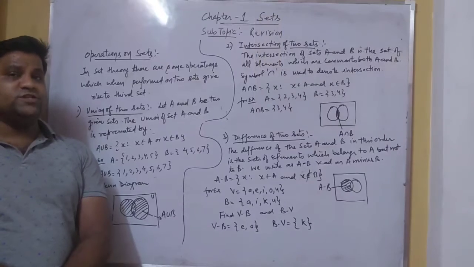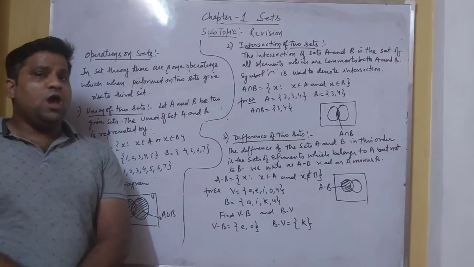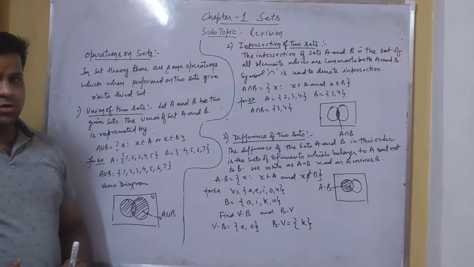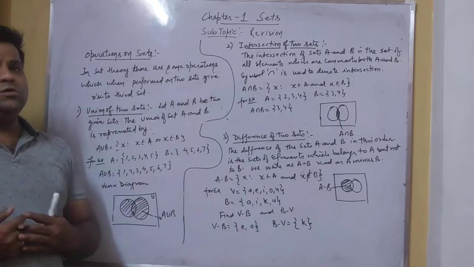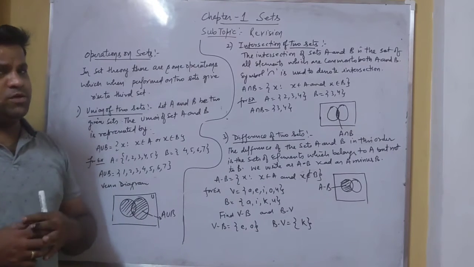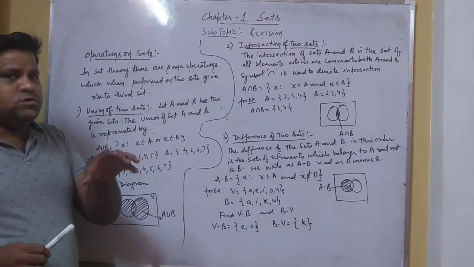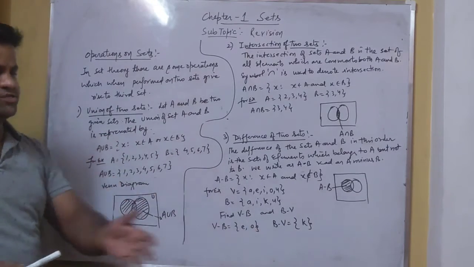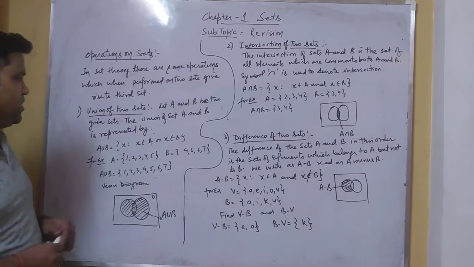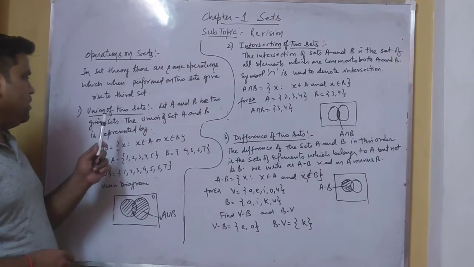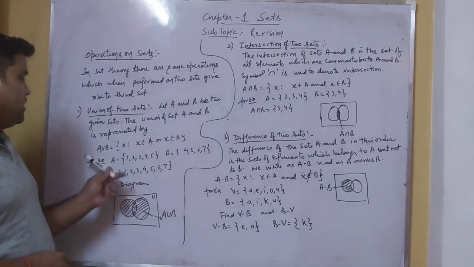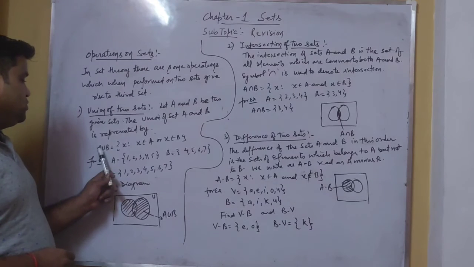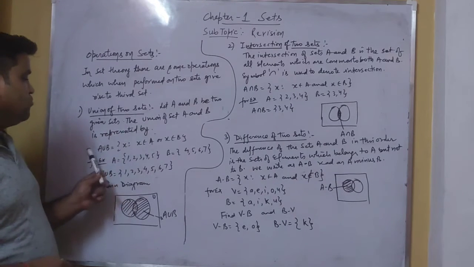Now let us come to another topic, which is operations on sets. As we do addition, subtraction, multiplication and division on a pair of numbers to find another number, similarly here we perform some operations on two sets to get a third set. First is the union of two sets. A and B are two sets, and the union of sets A and B is represented by this symbol. Here A union B, where the symbol ∪ represents the union of two sets.